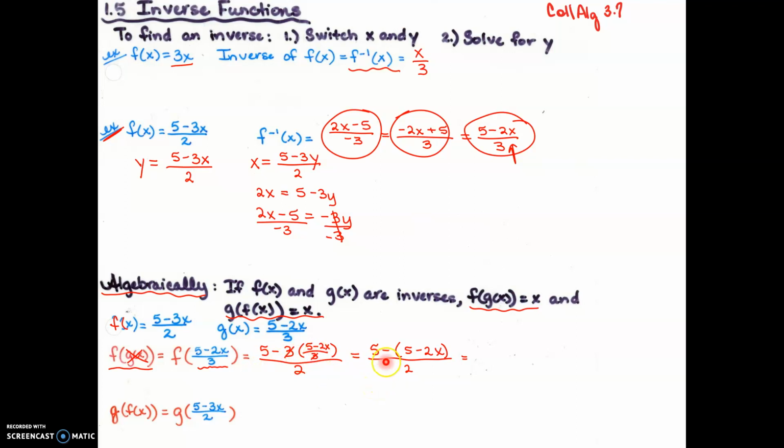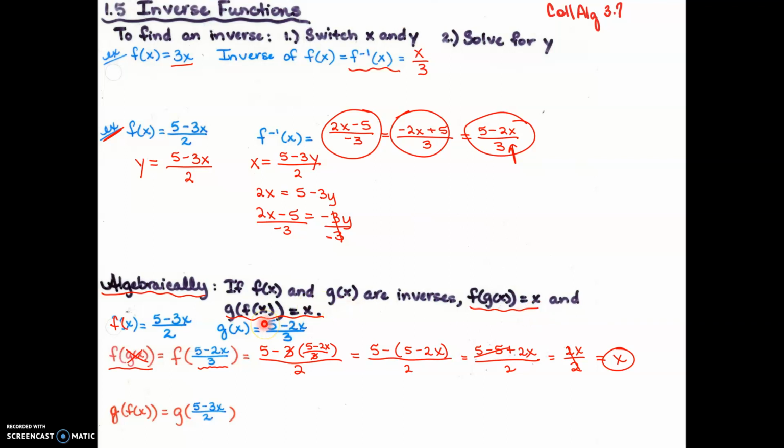We're going to distribute that negative right there. So if we distribute that negative, we would have 5 minus 5 plus 2x. So of course 5 minus 5 will drop out, and that leaves us with just 2x over 2. The 2's would drop out, and we just get x. So if they are inverses, when you do that composition, they should undo each other, and you should just get x.